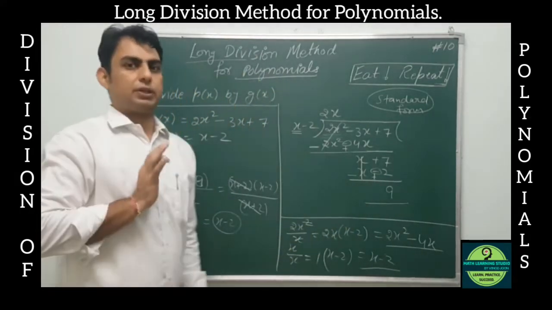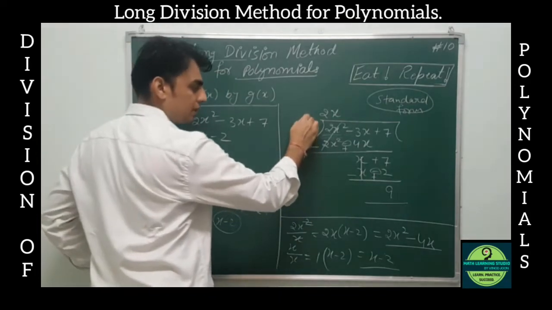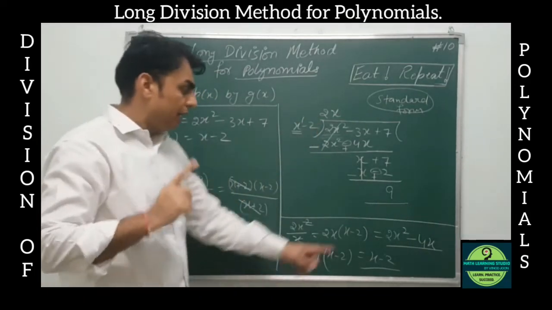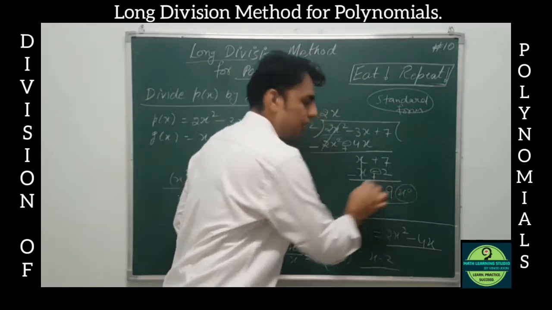We stop the division here. Why do we stop? Because this divisor has the degree 1 and there is no x in this, so it means this has the degree 0.